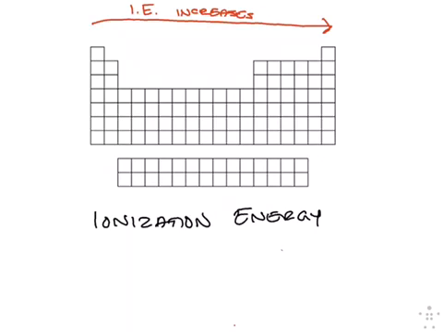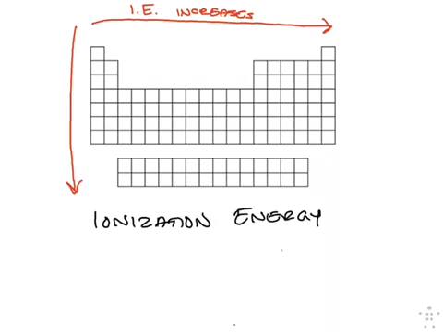Well, why is it increasing across a row on the periodic table? Stronger Coulombic attraction. Why is there stronger Coulombic attraction? It's because there are more protons in the nucleus. We saw with Coulombic attraction that when you have more protons, the Coulombic attraction, or the force of attraction, increases as a result of that.